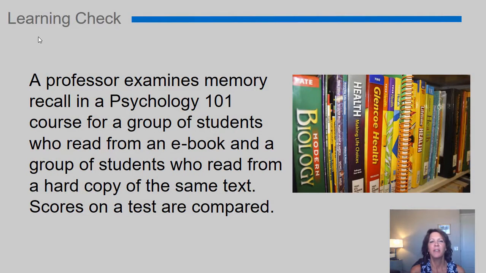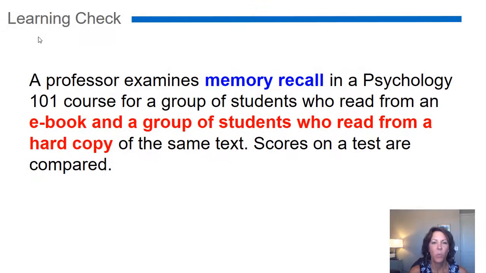Here's another one. A professor examines memory recall in a Psychology 101 course for a group of students who read from an ebook and a group of students who read from a hard copy of the same text. Scores on a test are compared. Well, as the researcher, I put people into either the ebook group or the hard copy group. That's the independent variable. That's what I manipulated. And their memory recall is the dependent variable. It's the thing that I measured on the test. If you thought test, that's also correct. It's the dependent variable. It's the thing that depended on what group they were in.